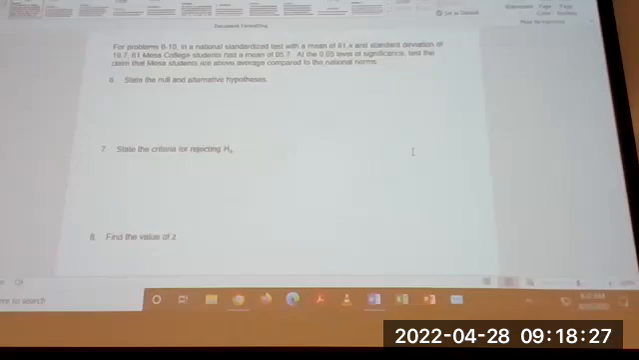We're trying to determine if Mesa College is better than the national average or not better than the national average. Is it 91.4? That's what I'm trying to figure out. That's the claim, that Mesa students are greater than. Exactly. Perfect.